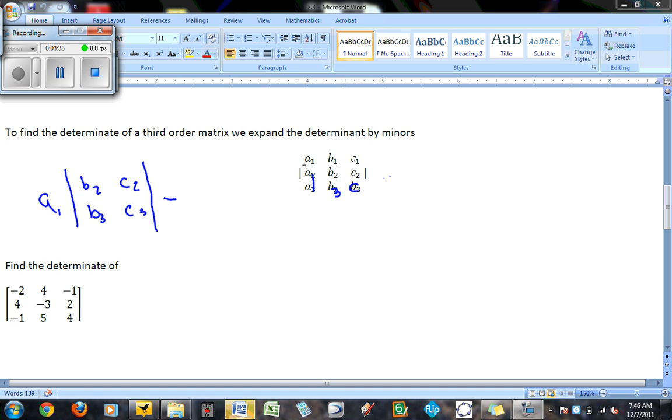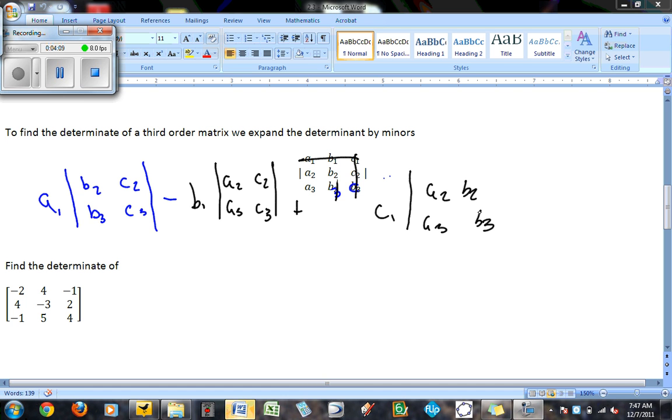Okay. And then we're going to subtract the minor of B1. So we're going to cross out whatever we see in B1, its row and column. So minus B1 times the determinant of its minor, A2, C2, A3, C3. And then we're going to add to it C1's minor, the determinant of C1's minor. Okay, so we cross out the row and the column that C1's involved in. We write C1 on the outside, and we take the determinant of A2, B2, A3, B3. And I realize with A's and B's and C's, this may seem a little confusing. I'll make more sense of it with this example right here down at the bottom.